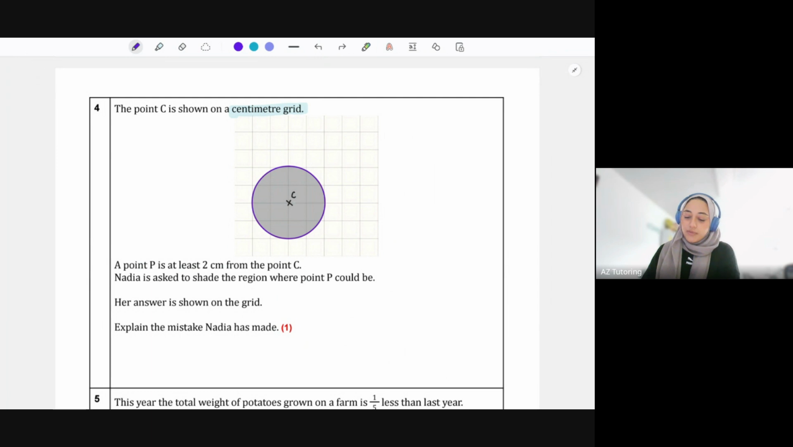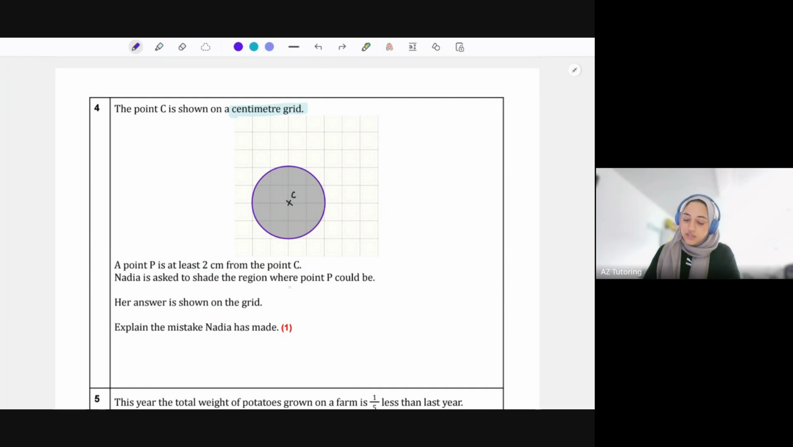It's saying point P is at least 2 centimeters away. So say, for example, this is 2 centimeters away here, because it's 2 blocks. It's saying at least, so technically P could be here, but it could also be anywhere else out of that circle as well, because it's saying at least 2 centimeters away from point C.